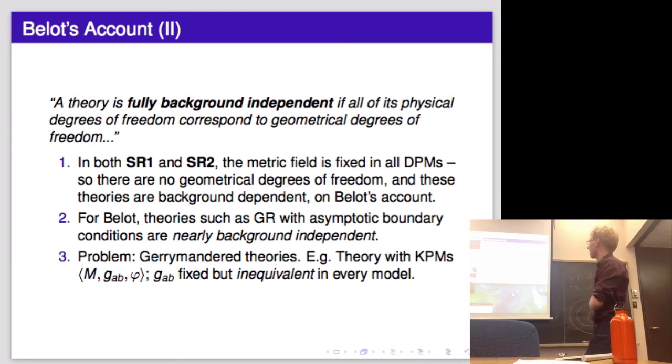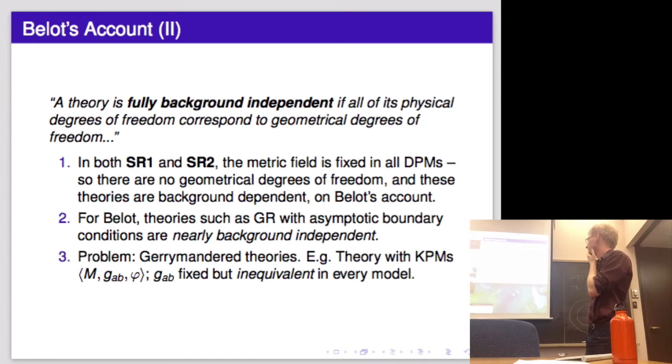I see. Ollie has a finger. Yeah, so how many models does this theory have? Does it have one, or maybe one up to isomorphism? I guess you could probably get by with it only having one. So if it has more than one, then it seems it's not going to be background independent.